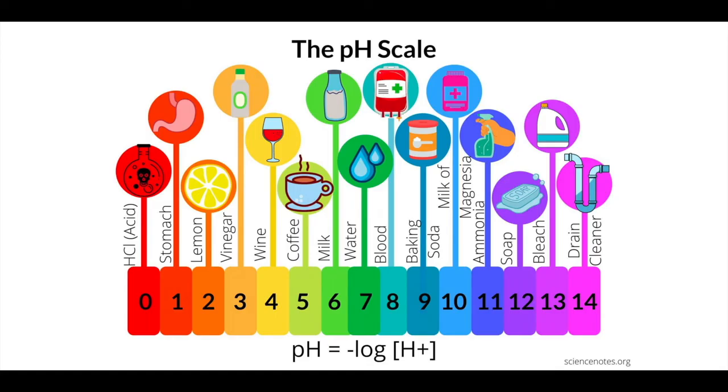Remember that number 7 is your neutral. The further you go to your right, closer to 14, the more alkaline or basic a substance gets. And the further downwards you go to 0, the more acidic a solution gets.